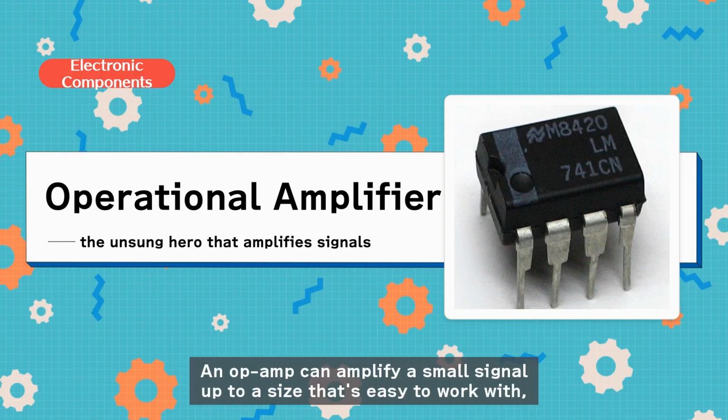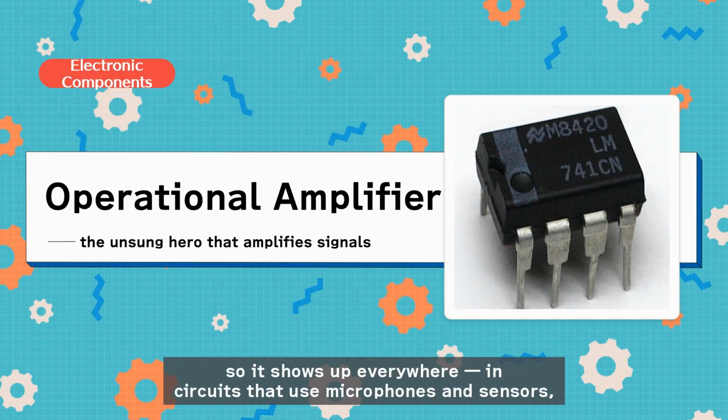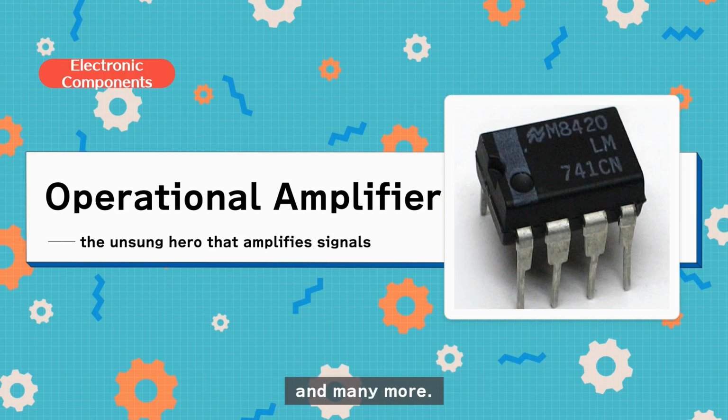Today, let's talk about a part that's incredibly handy in electronics, the operational amplifier, or op-amp. An op-amp can amplify a small signal up to a size that's easy to work with, so it shows up everywhere, in circuits that use microphones and sensors, and many more.